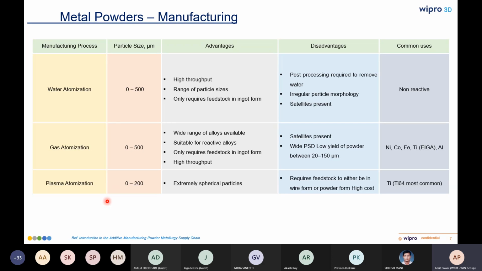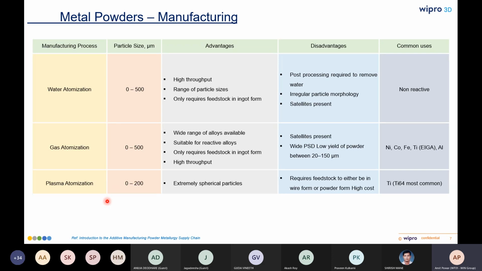So when we are talking about the water atomization process, it will give you a very high throughput and a very large range of particle sizes, and it requires feedstock in ingot form. The powder you get is of irregular particle morphology, and you can also see some satellites, but the cost of the powder is less. So when you are choosing powder for automotive parts, you can choose powder processed through the water atomization process.